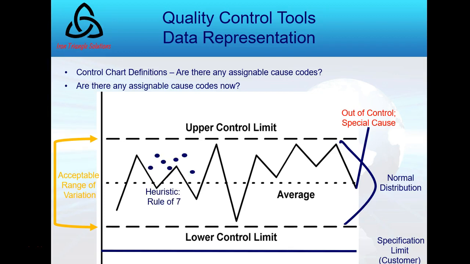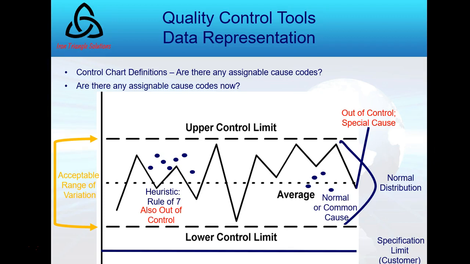Also, I mentioned the rule of 7. You see how otherwise I have natural variation up and down? Well, what if I had 7 data points all stay above the average? That now gets a cause code also because it is not natural. Variation is natural. I'm just trying to define how much I want. This is not natural. Something is amiss. And so the rule of 7 is called a heuristic. It's a rule of thumb by other terms. Okay? And so it's out of control.